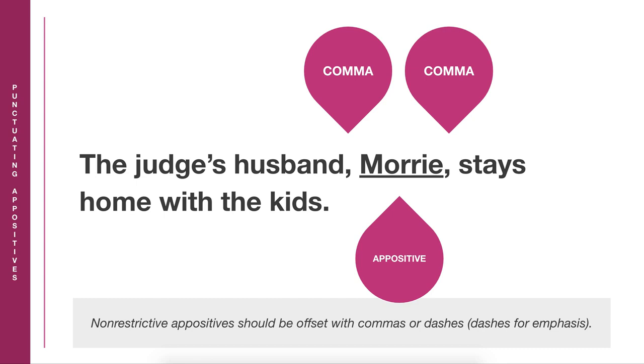So we can see in this example sentence, the judge's husband, Maury, stays home with the kids. In this sentence, our appositive is surrounded on both sides by commas. So basically the gist is this. If you add extra information into a sentence, if you add a non-restrictive appositive into a sentence, then you need to have commas on both sides of that extra information, or commas on both sides of that non-restrictive appositive.